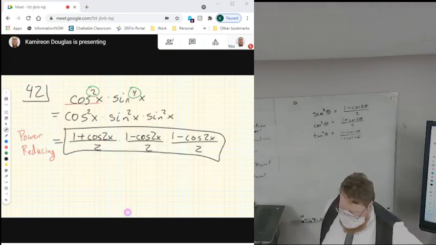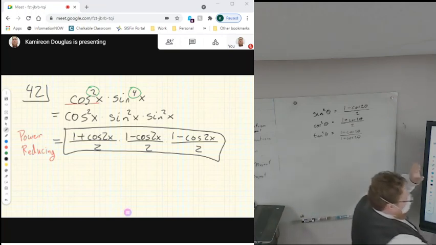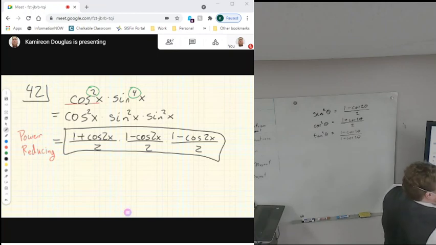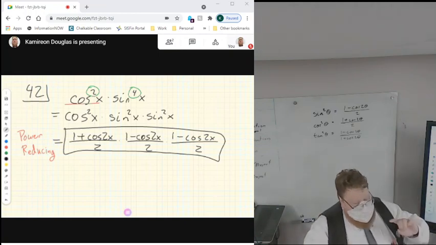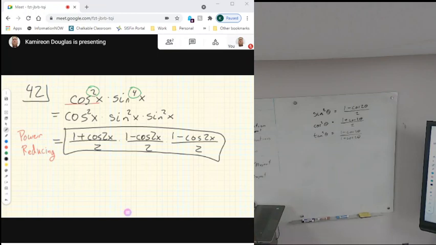So again, that was number 42. Once again, just make sure that you rewrite it so we can actually use the formulas. I can't redo sine to the fourth until I rewrite it as sine squared times sine squared. And so again, the algebra tends to be the tipping point for a lot of these problems. If you understand the algebra well and can apply it to a trig problem, then it's not so bad. But if you can't do the algebra part of it, the trig part becomes almost impossible.